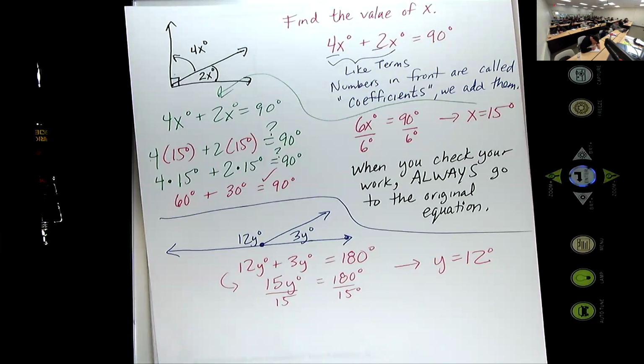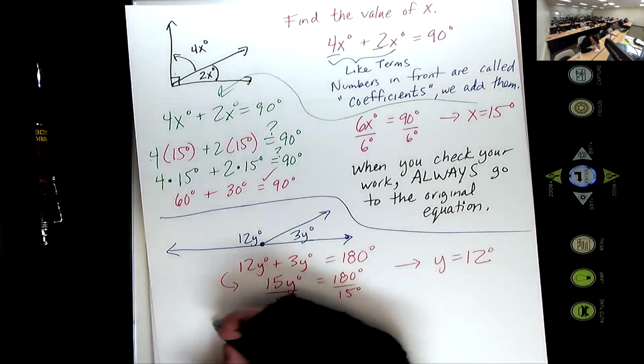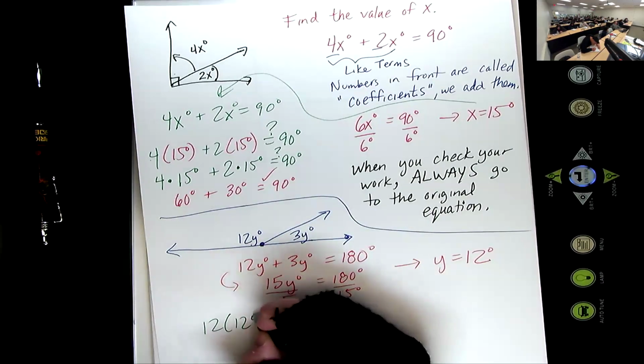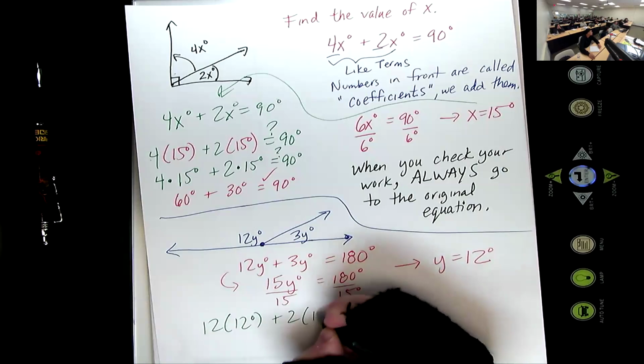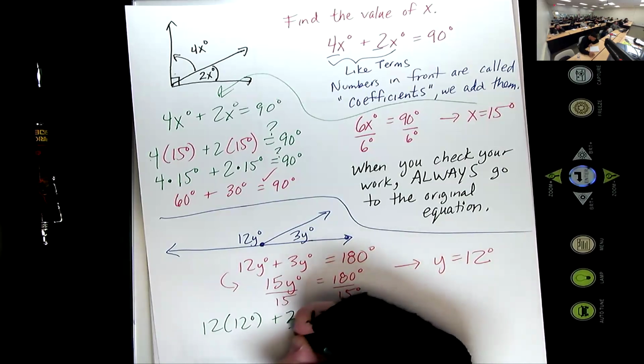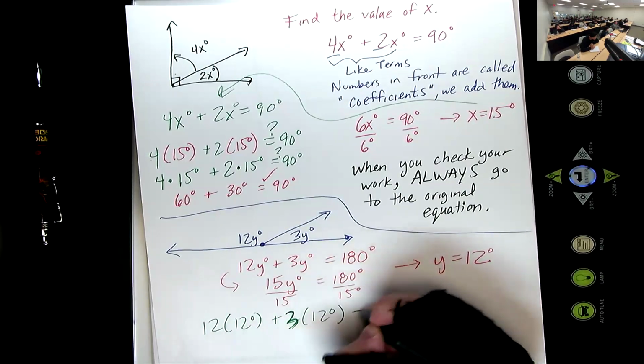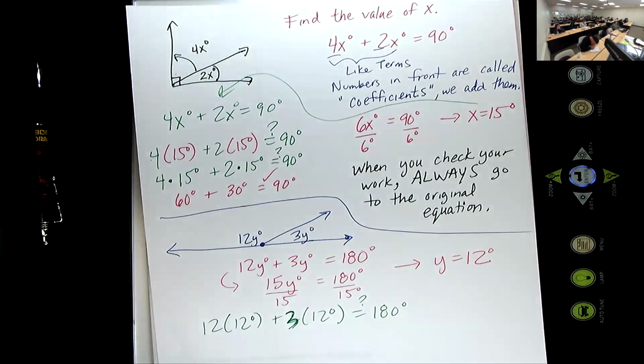So let's check it real quick. If I do 12 times 12 degrees plus 3 times 12 degrees, oops, that's a 2. 3 times 12 degrees, do I get 180 degrees? Yeah. What's 12 times 12? 144. Wow.